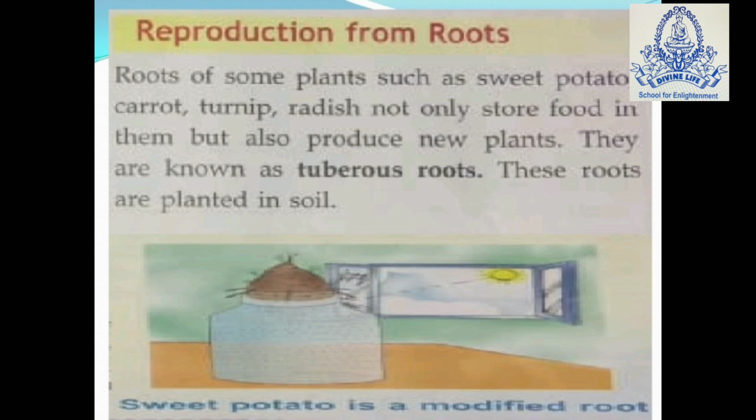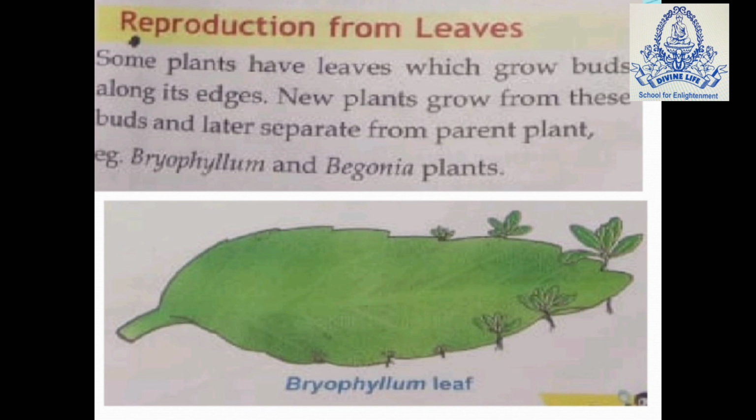Some plants such as sweet potato, carrot, turnip have a tuberous root. These roots are planted in the soil and after that a new independent plant grows. Now next is reproduction from leaves. Some plants have leaves which grow buds along their edges. New plants grow from these buds and later separate from the parent plant. For example, in Bryophyllum and Begonia, new plants are grown from the leaf part.